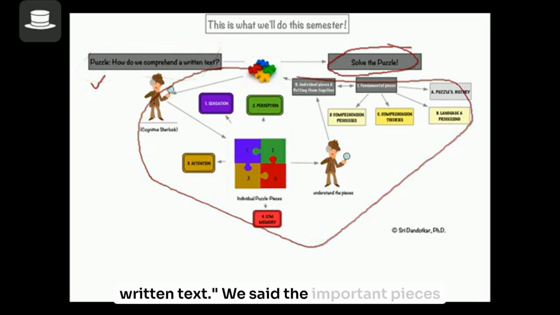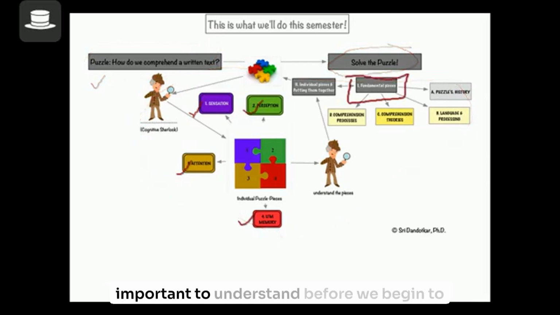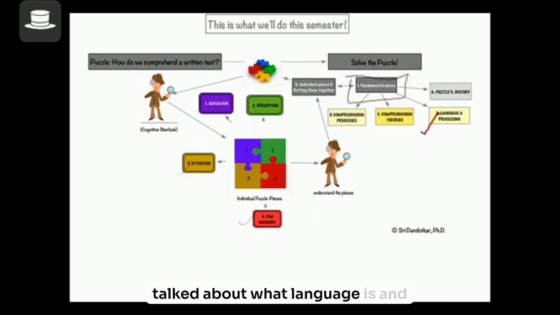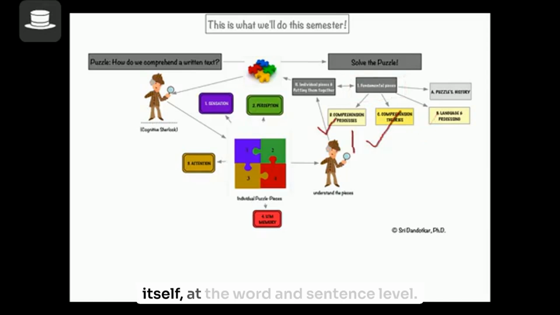We said the important pieces are sensation, perception, attention, memory. There are some fundamental pieces we said are important to understand before we begin to talk about these things. And of those, the most important ones are language and the processing of language, where we talk about what language is and the levels of analyzing language, theories of comprehension, and the comprehension process itself at the word and sentence level.